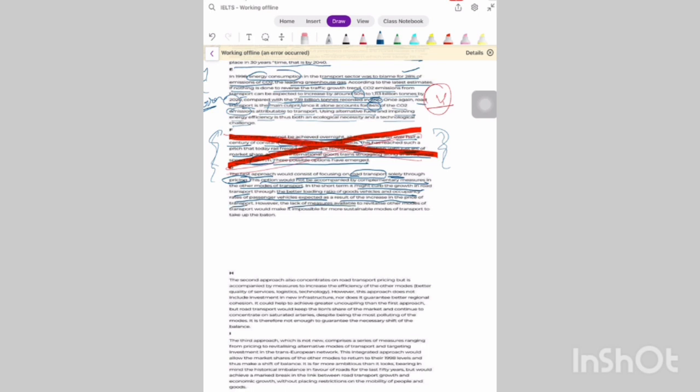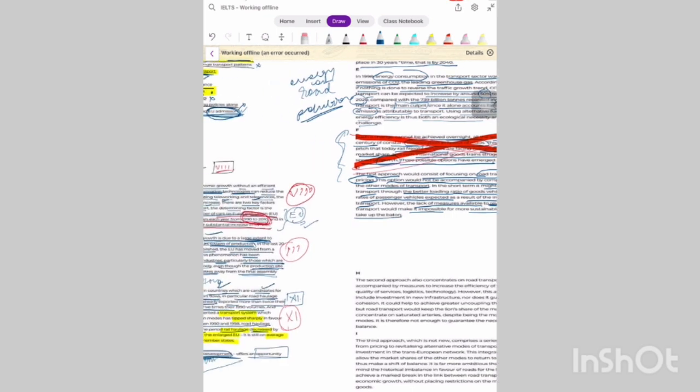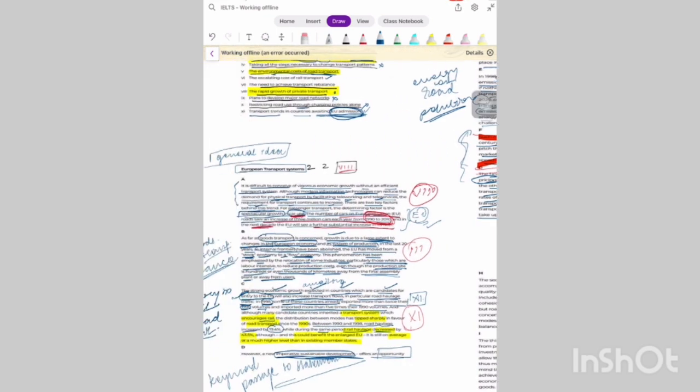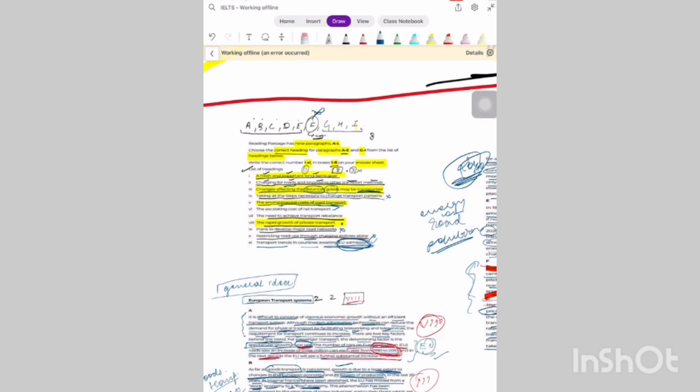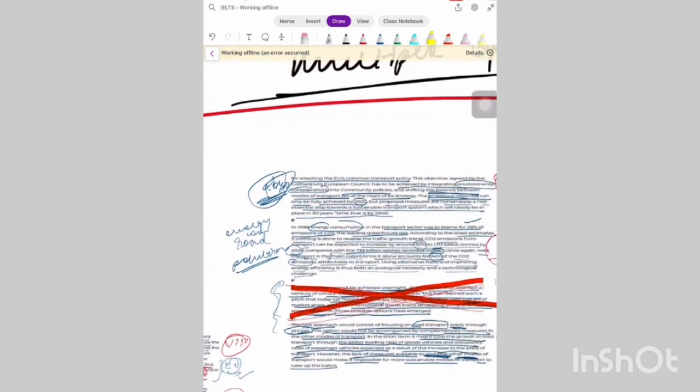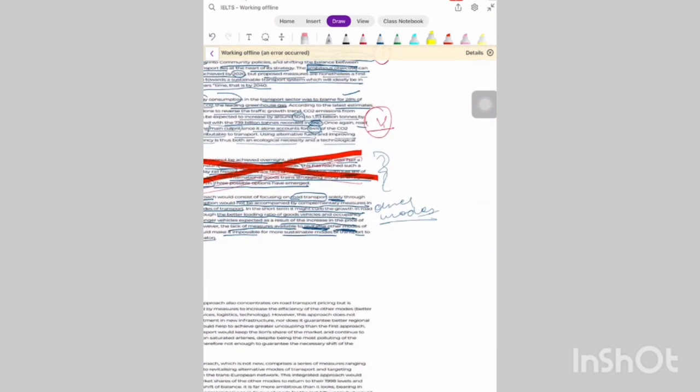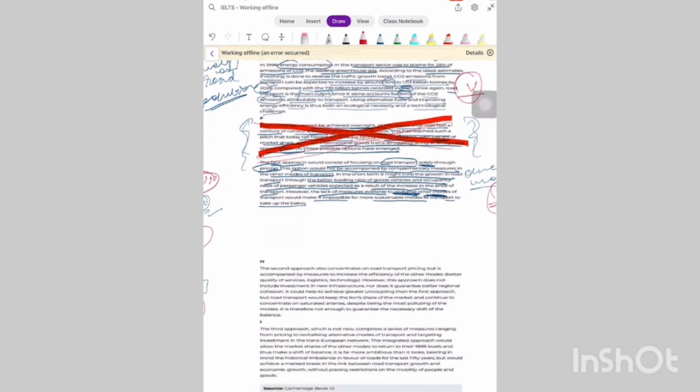However, the lack of measures available to revitalize the other modes of transport would make it impossible for more sustainable modes of transport to take up the baton. So without a doubt, the answer is 2, for charging for roads and improving other transport methods. So the answer for this is 2. Without a doubt. So this is what happens when you read with concentration.